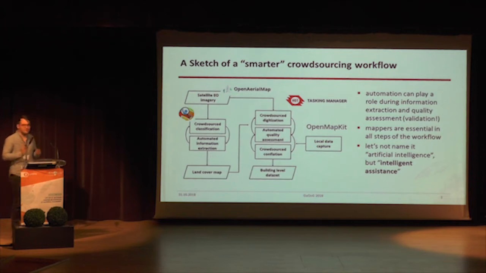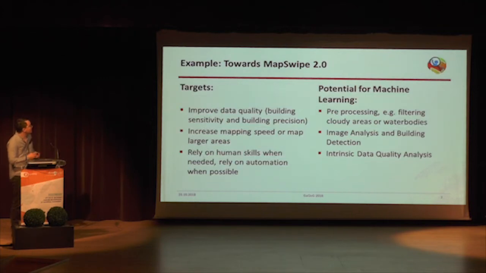But we would like to go with good enough and try to go with intelligent assistant first. And now I want to show you two examples. One is we have this MapSwipe app, and now we think, okay, how can we build something like MapSwipe 2.0 that helps us with all the machine learning data sets we are getting? So what are the targets?